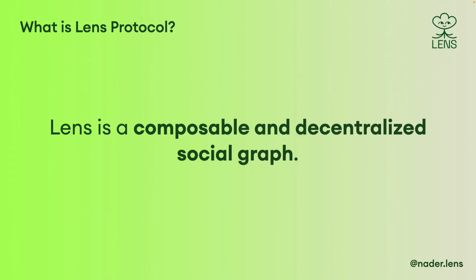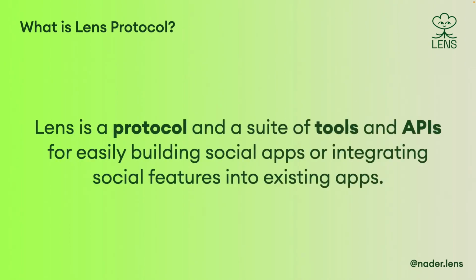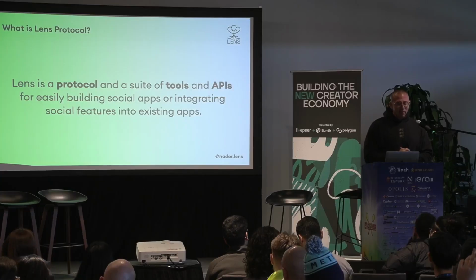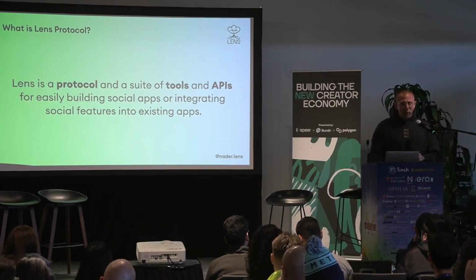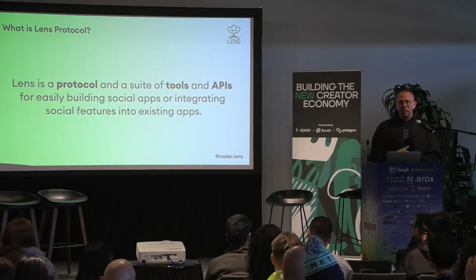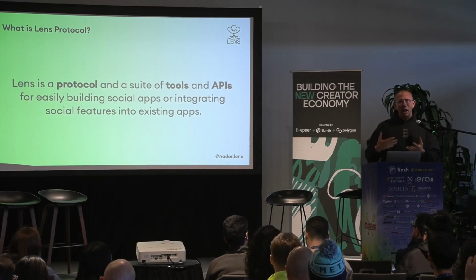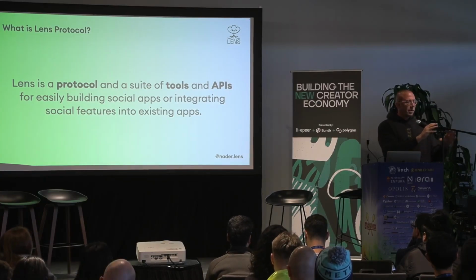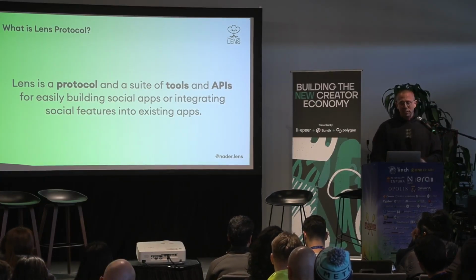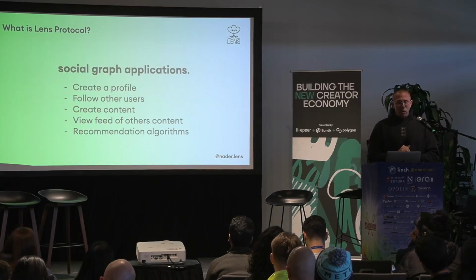When you look at our docs, we say it's a composable and decentralized social graph. But to me, that didn't speak exactly to what it does, so I like to talk about it in this way: it's a protocol and a suite of tools and APIs for easily building social apps or integrating social features into existing apps. I think that explains how Lens works to the average developer much better than that first introduction.